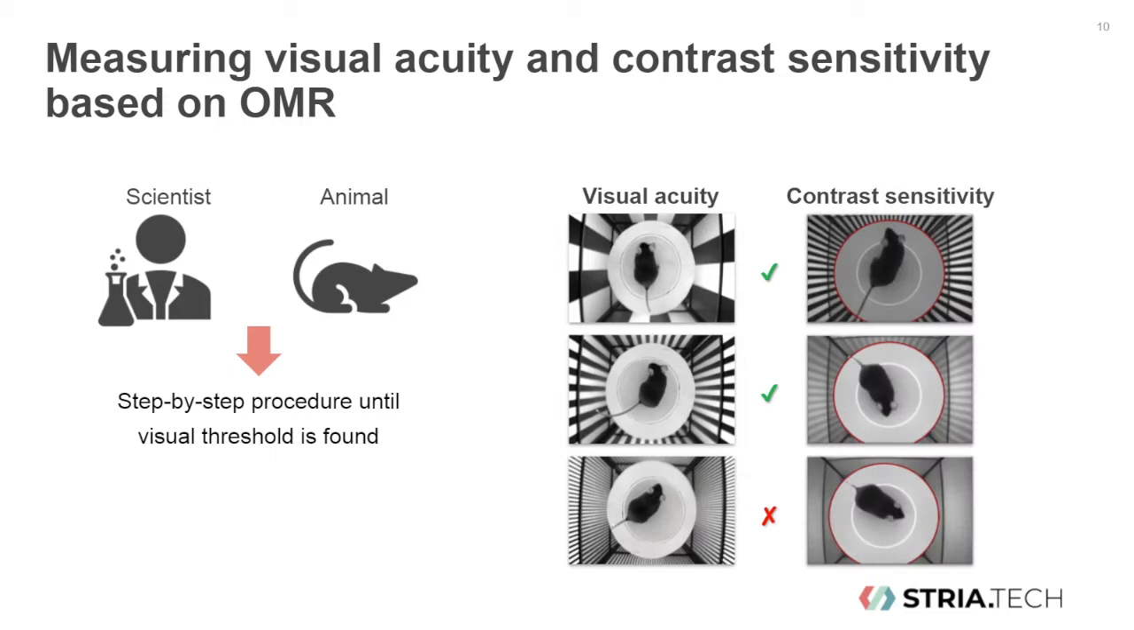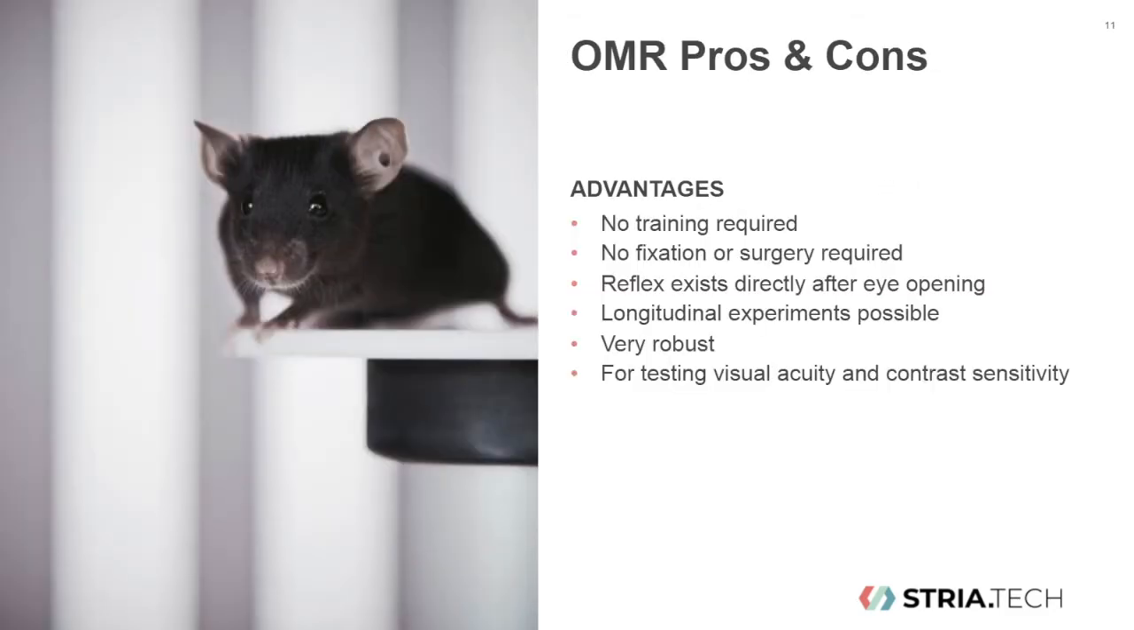Similarly, we can keep the stripe width constant and make the contrast of the stripe pattern weaker and weaker. Eventually, the contrast is too weak, the animal does not show the optomotor reflex, and we have found the animal's contrast threshold. So, using the optomotor reflex to find the animal's visual threshold can be very convenient.